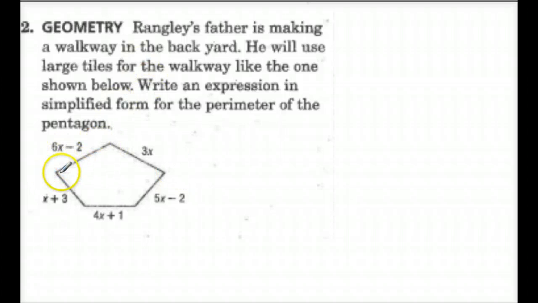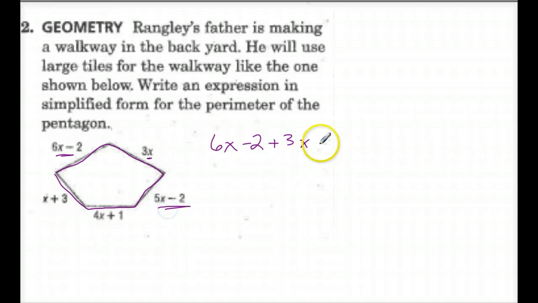And remember, the perimeter of something just means the length all the way around it. So we're just going to add up all 5 of these sides of this pentagon to give us the simplified expression for the perimeter of it. So first thing, we have 6x minus 2. So that's this one. We're going to add to that 3x. We're going to add to that 5x minus 2. We're going to add to that 4x plus 1. We're going to add to that x plus 3.